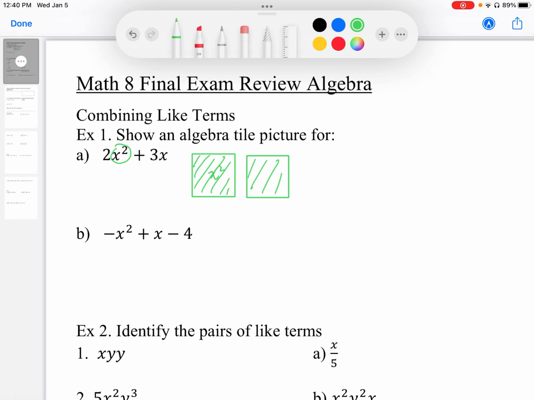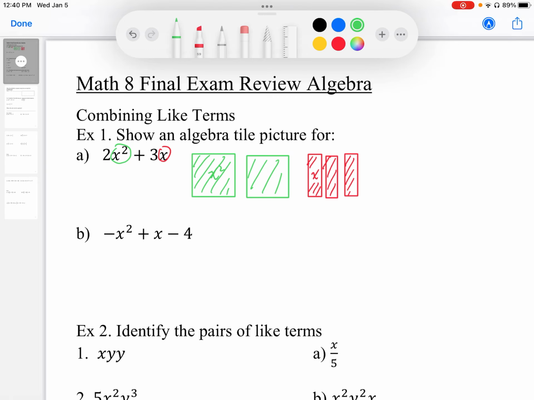And then I have a positive x. I'll change colors here, though it doesn't matter if you change colors or not. I'm just going to show that the x is different in shape. Since I shaded the positive x squareds, I should shade the positive x, and I'm going to show three of those objects. We can see clearly with the algebra tiles that we cannot combine them because they are not like. They are different.